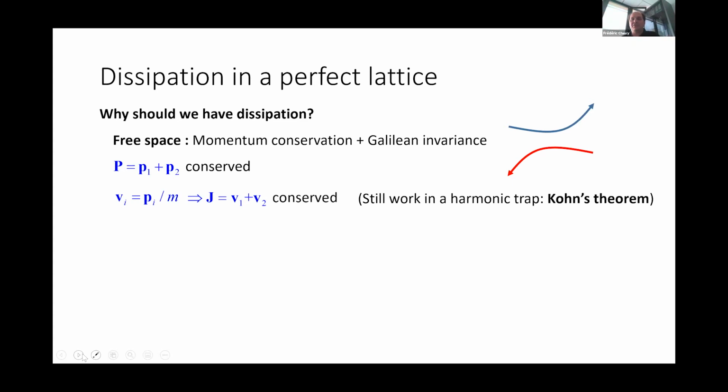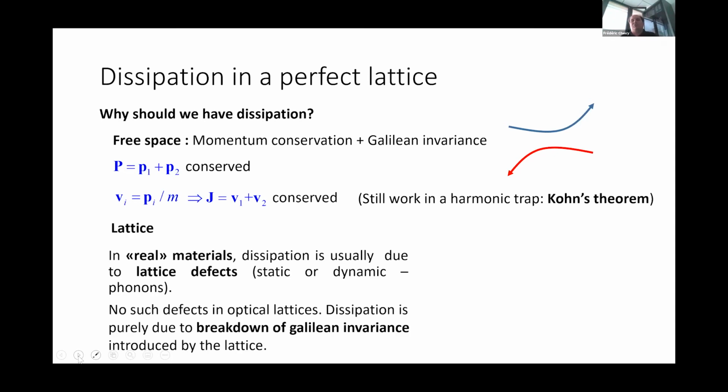This is true in free space, and this argument will still work in a slightly modified way if you work in a harmonic trap. This is the so-called Kohn's theorem, which tells you that even if you take a very strongly correlated system and you put it in a harmonic trap and you wiggle the center of mass of the trap, essentially what you're going to get for the center of mass motion of your cloud is the same as if you had just a single particle. So interactions will not play a role in the dissipation in a harmonic trap.